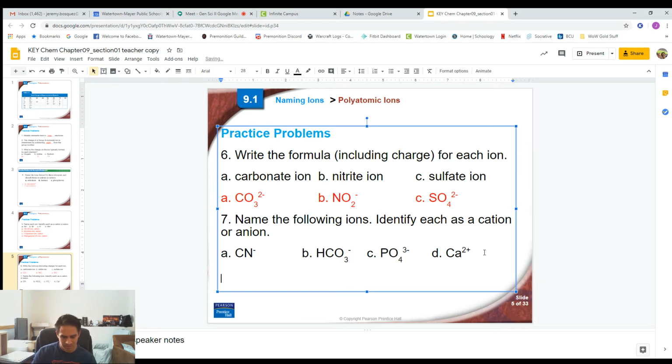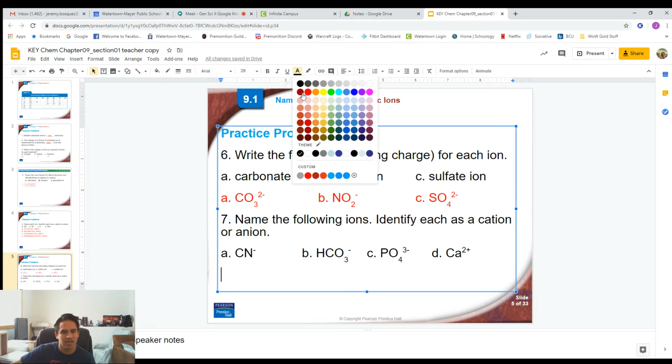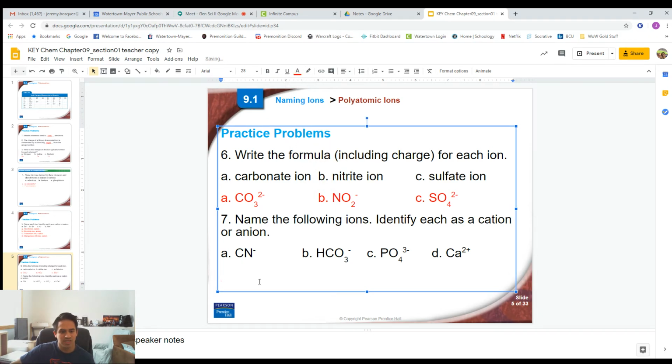And then number 7, last question here. Name the following ions. Identify each as a cation or an anion. So CN-, that is a polyatomic ion. It is on the back of your periodic table. It is called cyanide. So that is a cyanide ion. And it is an anion because it is negative. So we're going to write anion.